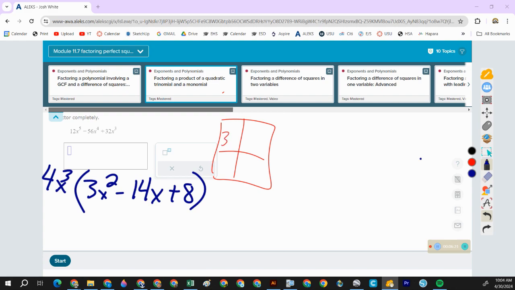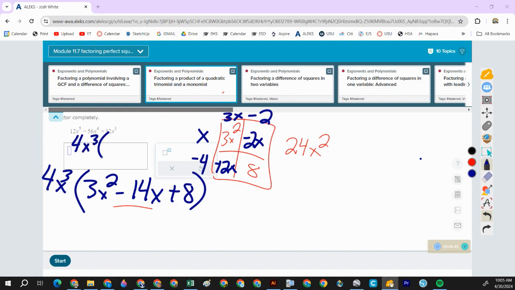I stick in the 3x squared and the 8, multiply those together, 24x squared. Factors of 24 that add to be 14 would be negative 2x and negative 12x. Pull out an x, and I get 3x minus 2 and x minus 4. So the factors are 4x to the third, 3x minus 2, and x minus 4.